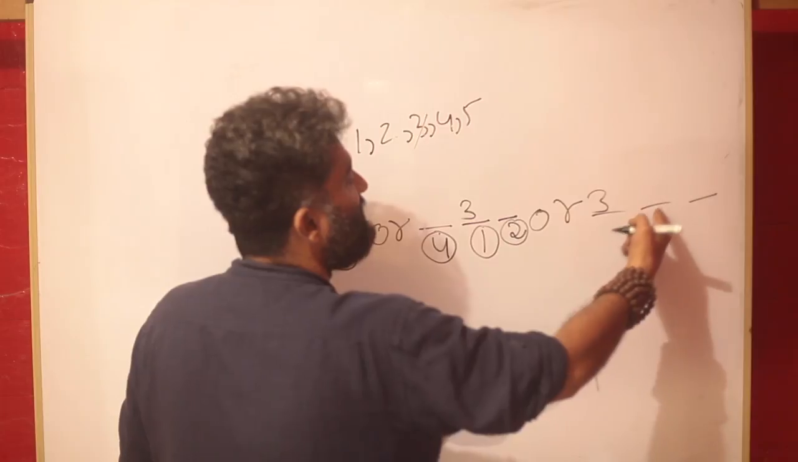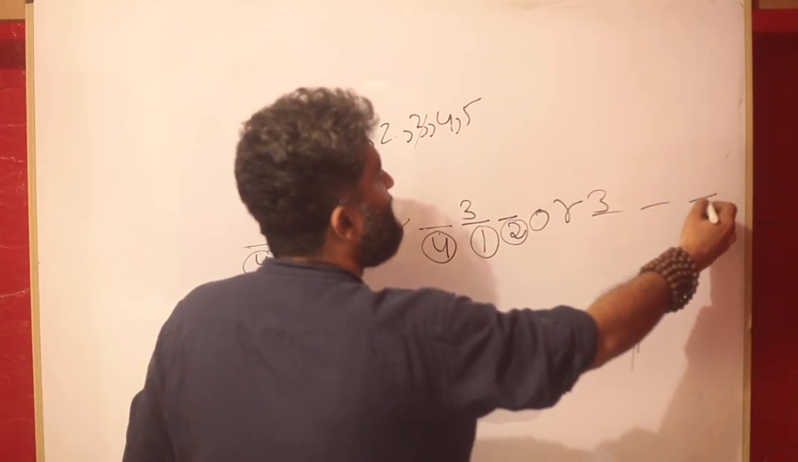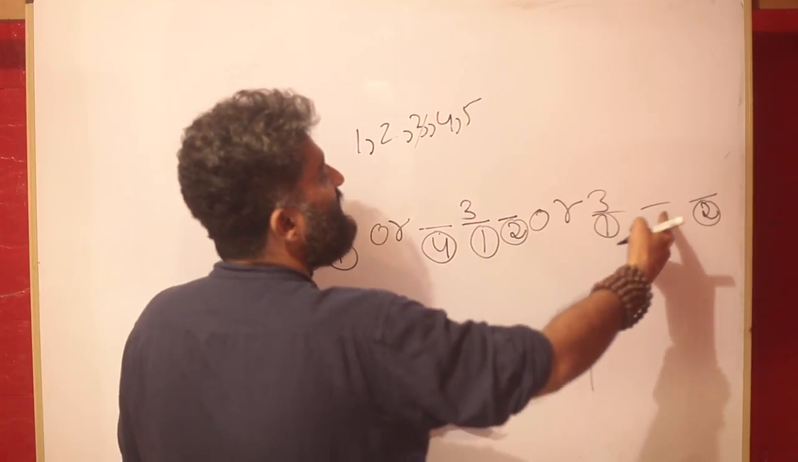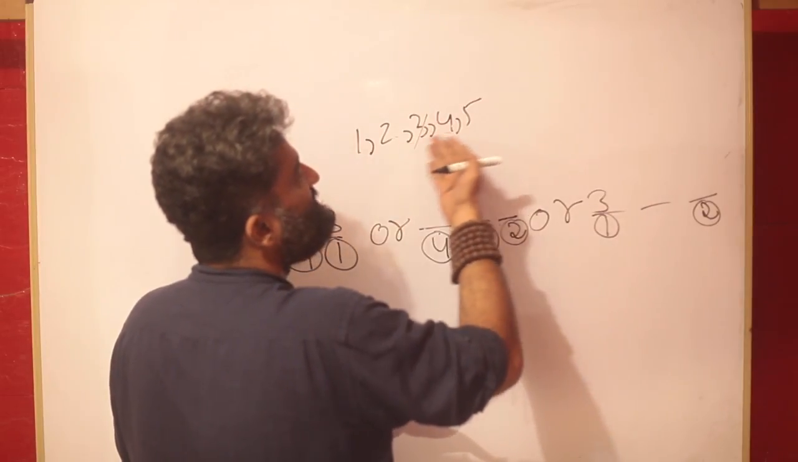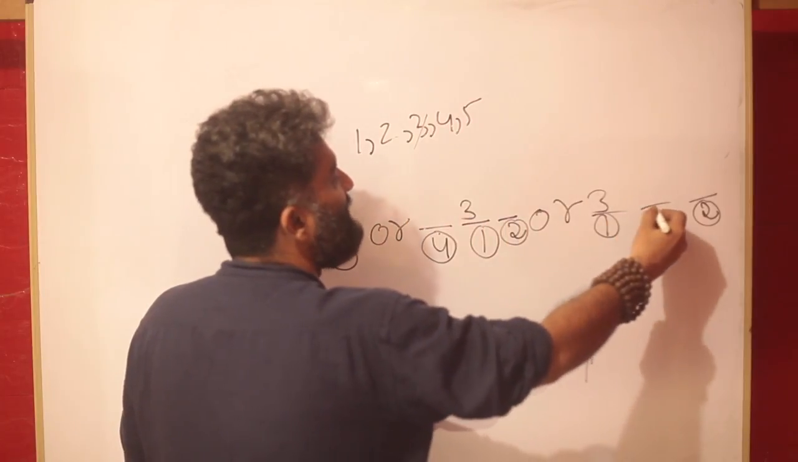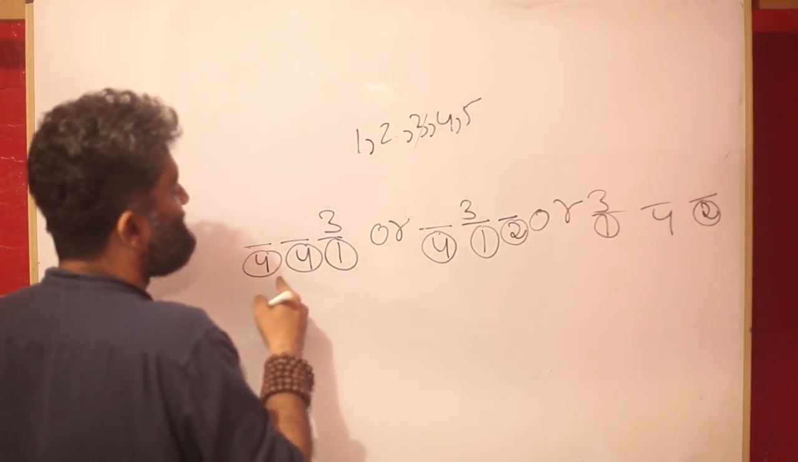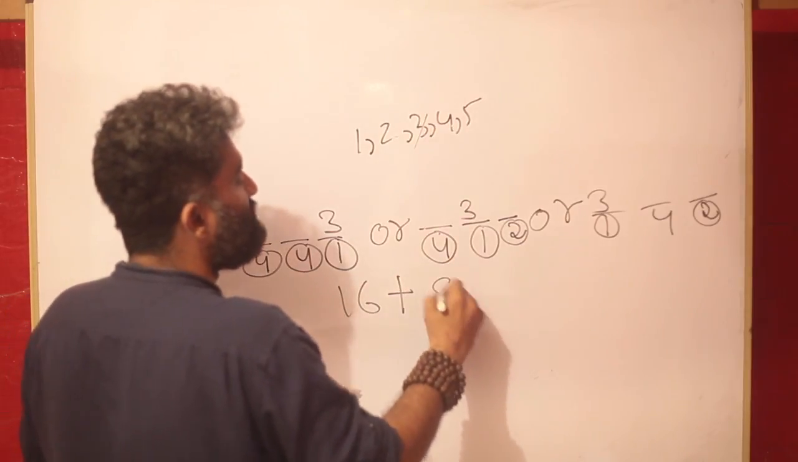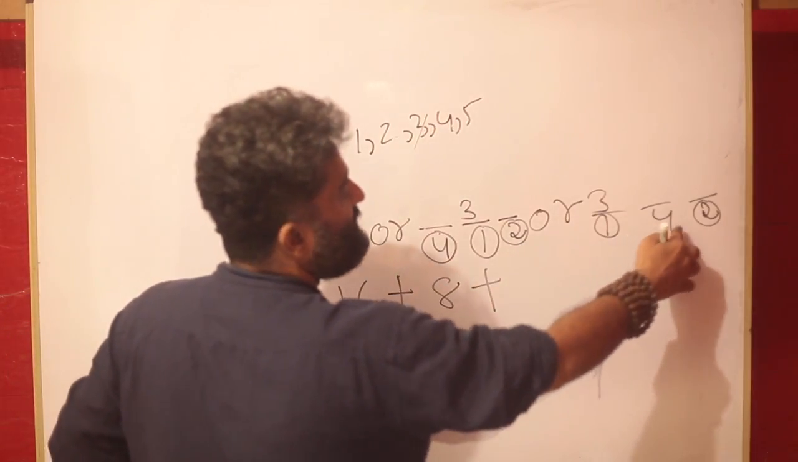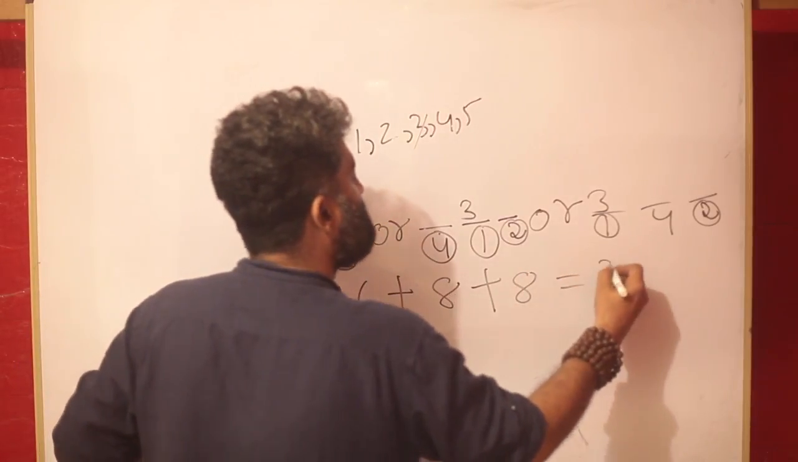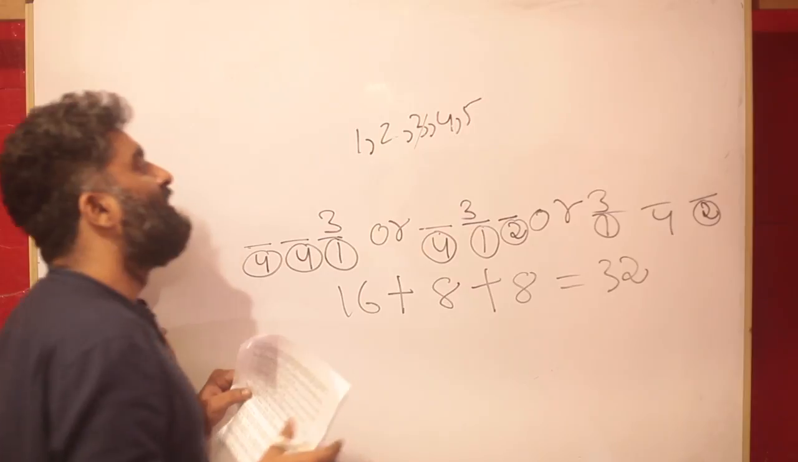Once again, the same thing here. In the end, I can have a 1 or a 5. So how many ways? 2 ways. This is already gone 1 way. And I know out of these numbers, I cannot use a 3 because I have already used it up. How many options am I left with? 4. So my answer would be 4 into 4, 16, plus 4 into 2, 8, plus 4 into 2, 8, right? So 16 plus 8, 24 plus 8 is equal to 32.